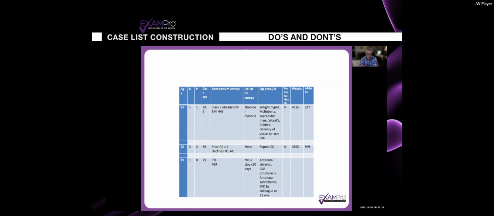If we look at the next patient, you see that she had preterm labor and fetal growth restriction. Again, since I didn't have a length of stay to list for the baby, because my document wouldn't go out far enough column wise, that's why I put the NICU stay times 50 days and the delivery complications. Normally, it would just have a length of stay for the baby, which would say 50 days. You can see I put antenatal steroids. I did not list dexamethasone or whatever. GBS prophylaxis, I did not list penicillin. Antenatal surveillance, okay, so what was that done? Then I have SVD by colleague at 31 weeks. You can see I don't have any baby information, so this is appropriate management or listing here.